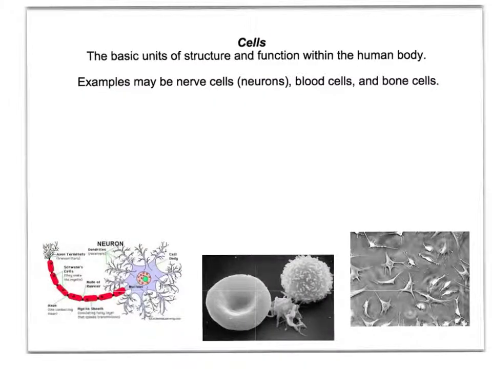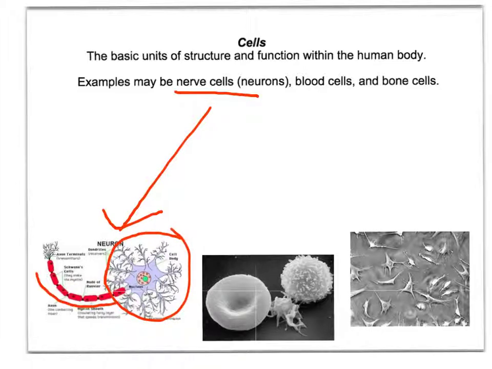So we've already learned about cells, and the cell is a basic unit of structure and function within the human body. But now we're going to talk about different examples of cells. So one type of cell that you need to know about is a nerve cell. And here's a picture of a nerve cell, also called a neuron. And it has a funny shape, kind of like a tree, with here kind of the top of the tree, and here's the trunk of the tree.